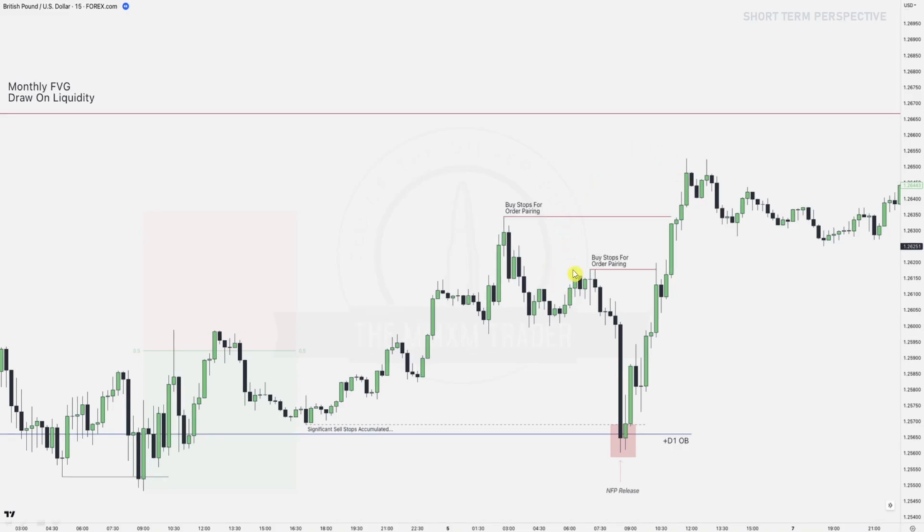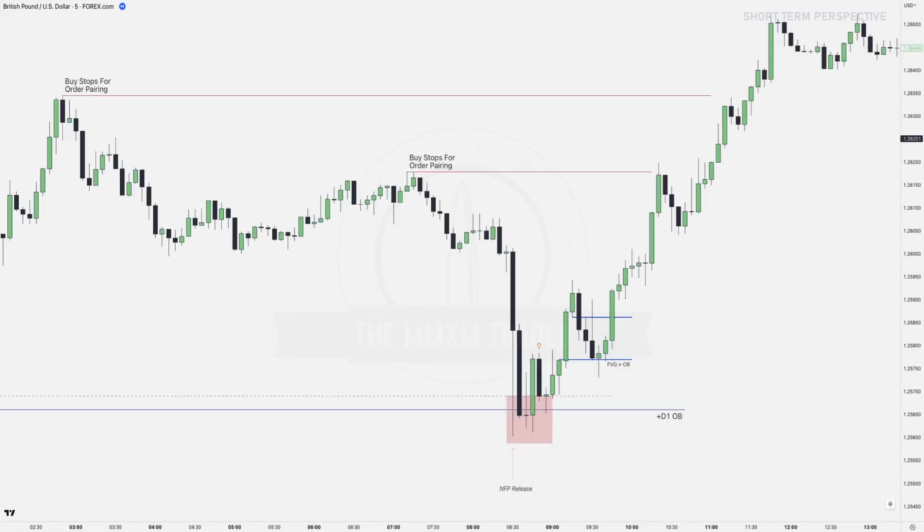Yes, we can. We have some buy stops over here, right? For order pairing. So there are engineered buy stops up here and engineered buy stops up here. And eventually above here, right? That monthly fair value gap, which is the drawn liquidity. Dropping into the 5-minute time frame, we see those buy stops for order pairing are present. We hit that discount array, the daily order block, right, after that NFP release, and remember we took all those significant sell stops, right? So over here we're starting to break structure upwards, and then from there on out you want to see all those discount arrays being respected again, right?